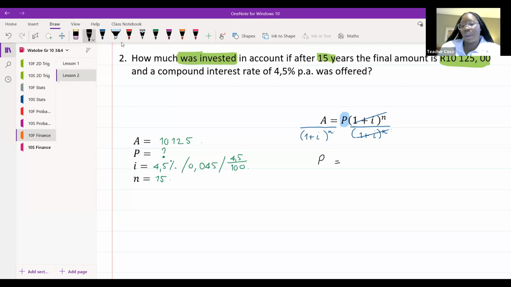5,231.79. Okay, let's just have a look. So what we should have is 10,125 divided by, open brackets, 1 plus 0.045 to the power of 15. Now if we punch that into a calculator, we should get about half that amount, right? Yes. Okay, how much did you get? I did it with the fraction and it still gave me the same answer, ma'am. It should give you the same answer with all of them, right? Yes. We should get 5,000.